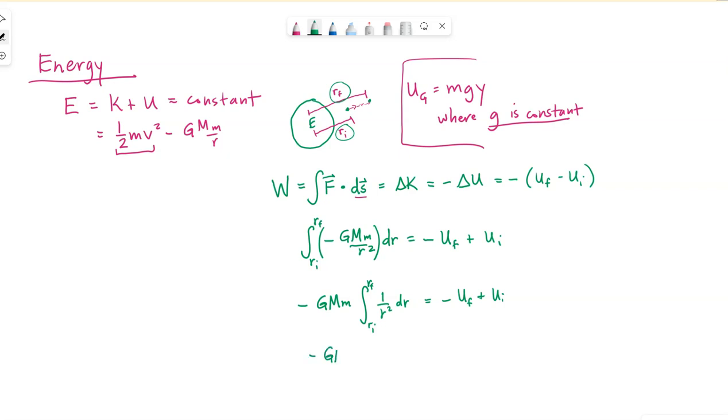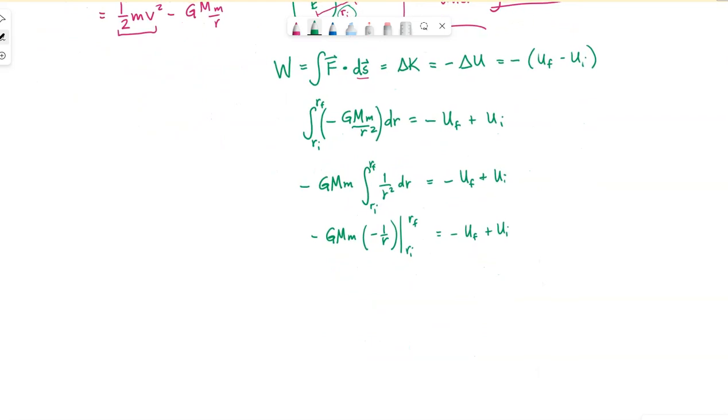The integral of 1 over r squared is going to be negative 1 over r, which we will need to plug in our limits of integration. So on this left side, I'm going to end up with GMm over r final, the negative signs cancel, minus GMm over r initial. So this relates to the change in potential energy.